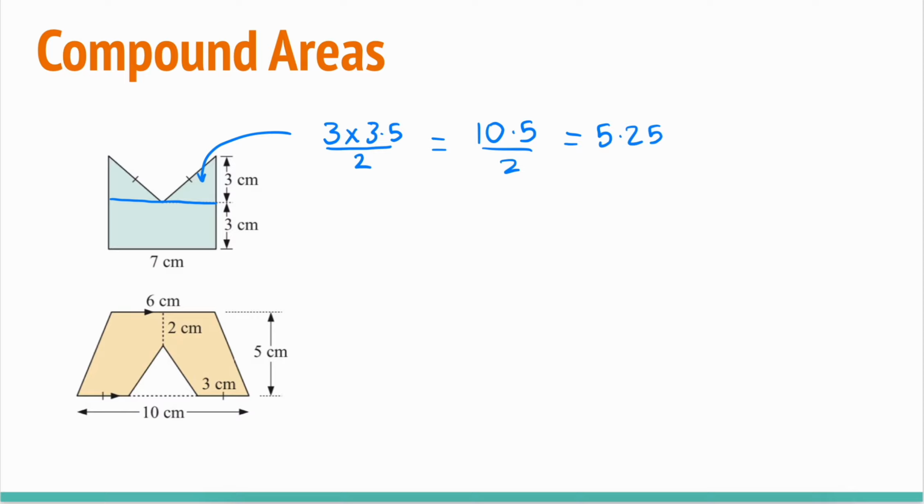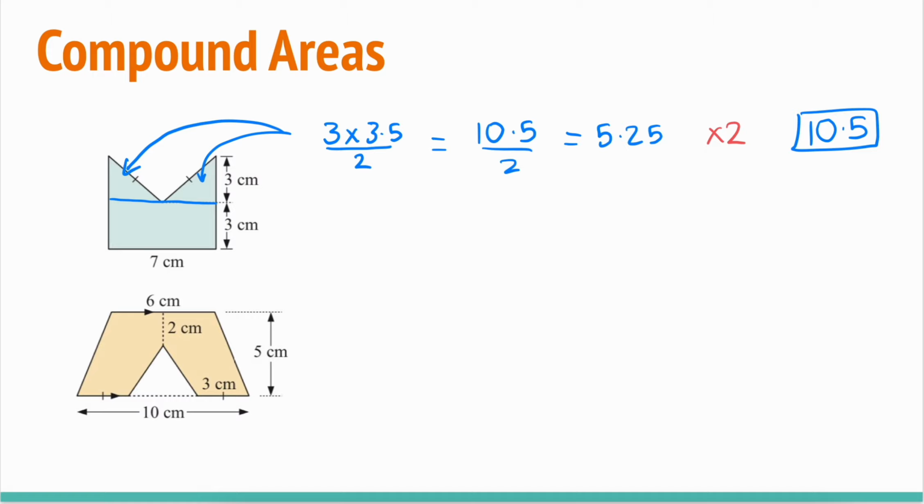5.25. And that's actually going to be exactly the same as this triangle here as well, because again I've got a height of 3 and a base of 3.5. So I actually have 2 of those. So that takes me back to the 10.5 units squared.